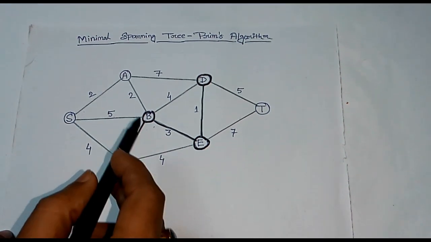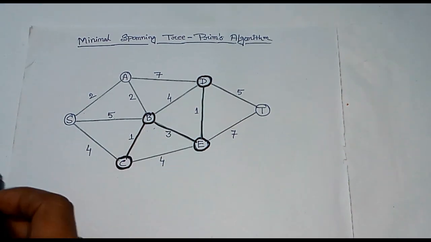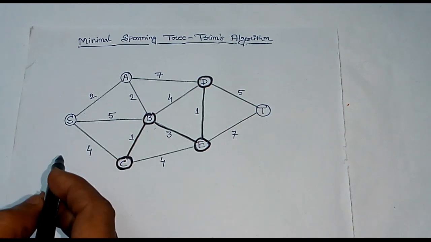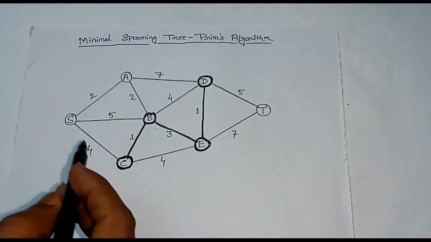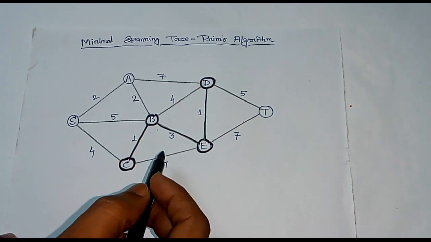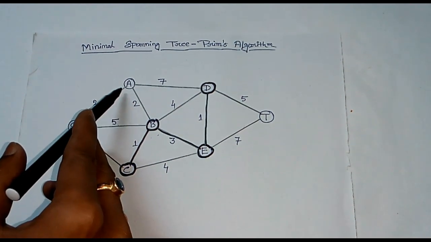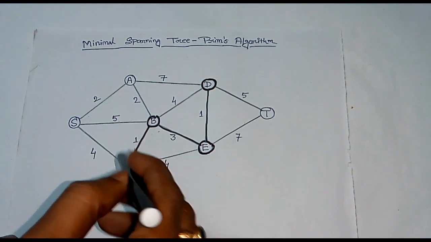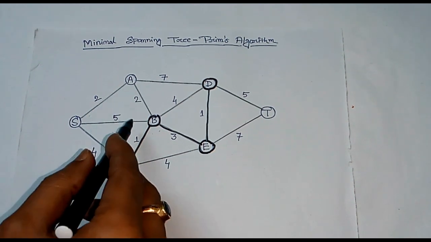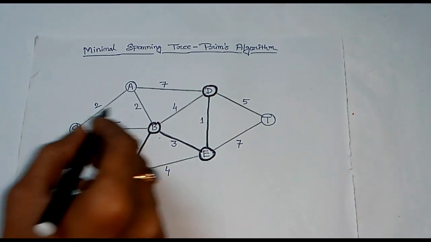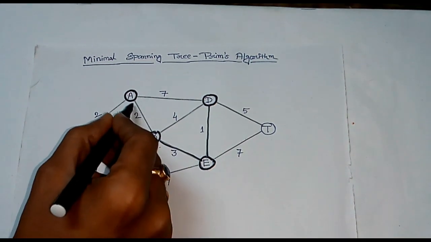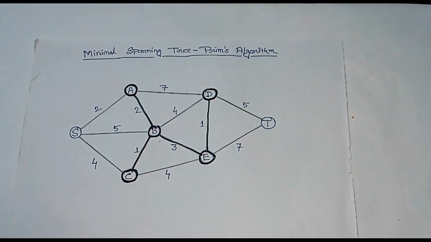Now we have 4 vertices B, C, E, D. Again we have to compute the distances of the other vertices, and we have to find the vertex which is nearest to these 4 vertices. In the next step we find that the vertex A is nearest to these selected vertices, because this is 2 units away and which is the minimum among the remaining edges. So we select this vertex and we connect this edge.